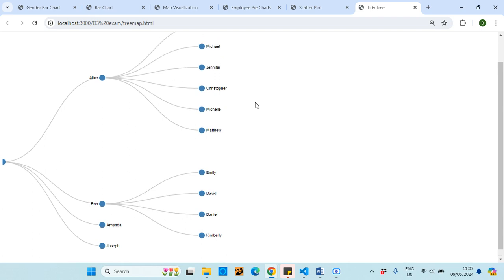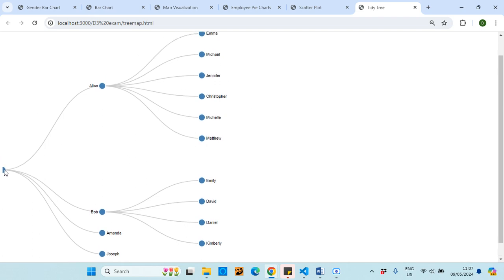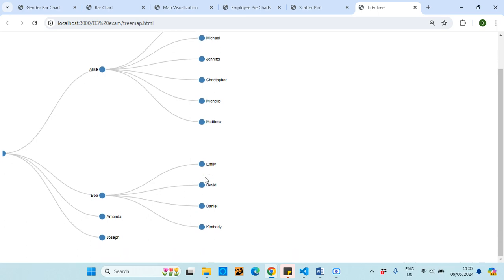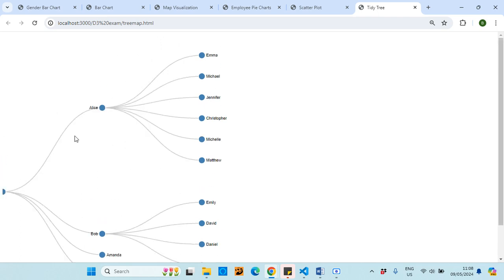So basically, this is it. Oh, it didn't bring the first person, but it shows Alice is supervised and then Emma is supervised. So basically, it shows who supervises Alice and who Alice supervises. It just shows you who Bob supervises and who supervises Bob. You realize David is supervised by Bob, and Bob is supervised by this person. It didn't bring this person's name. I'm going to fix that.